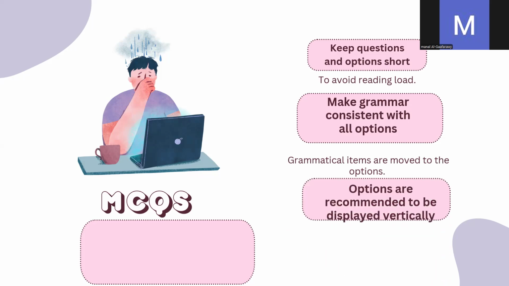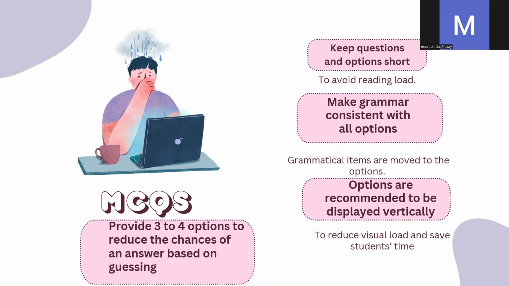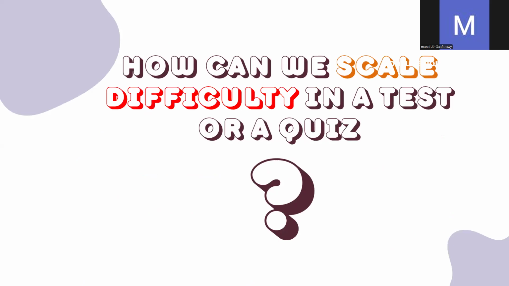Another criterion is the options are recommended to be displayed vertically rather than horizontally. And there is a good reason why this should happen. Again, because the vertical display of the options reduces visual load and saves the student's time. The final criterion to consider is to provide 3 to 4 options to reduce the chances of an answer based on guessing.